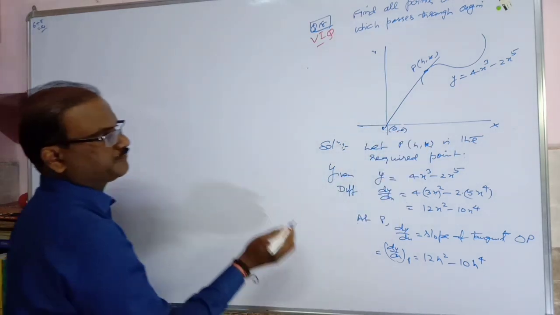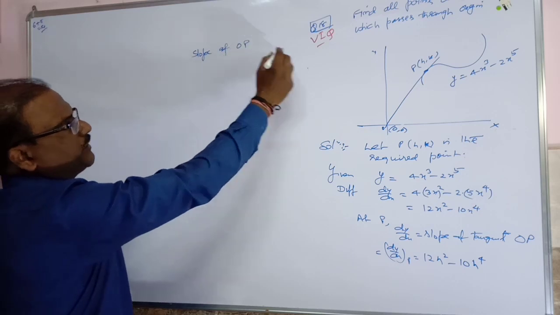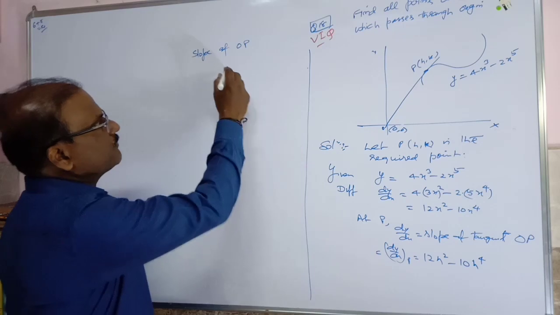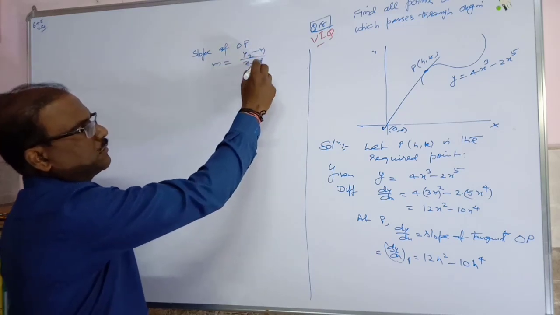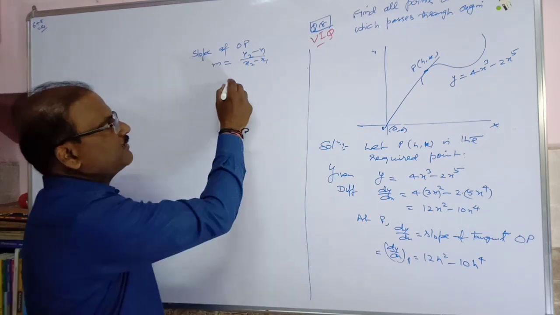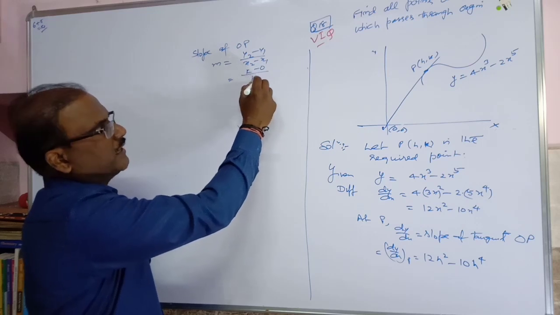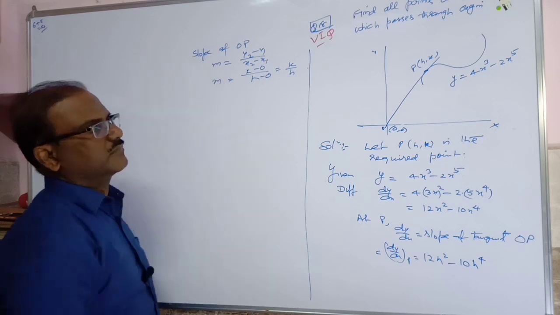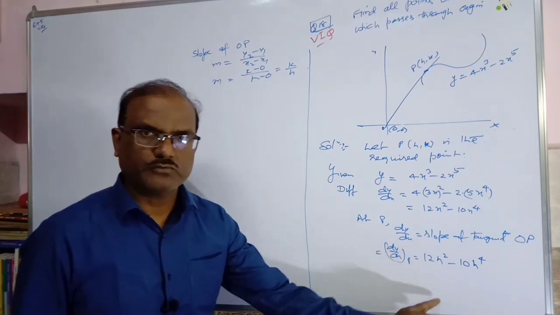What is the slope of OP otherwise also we know? Slope of OP by which formula? Slope of OP, as I told, is y2 minus y1 by x2 minus x1. In that way also the slope of OP will be k minus 0 over h minus 0. You got here k by h. This is also slope of OP and this one also slope of OP.